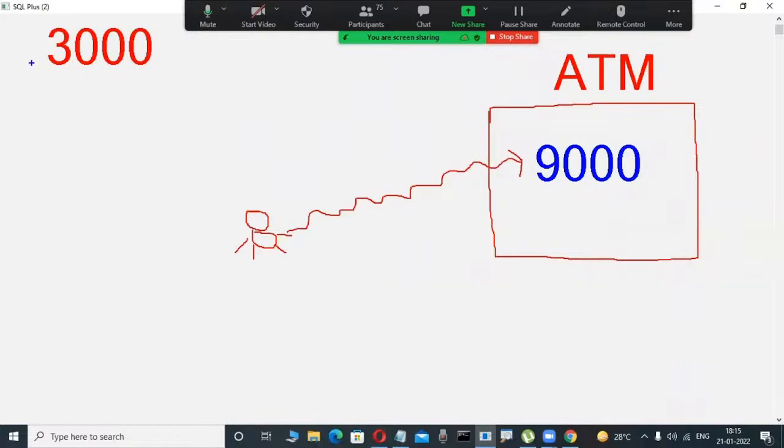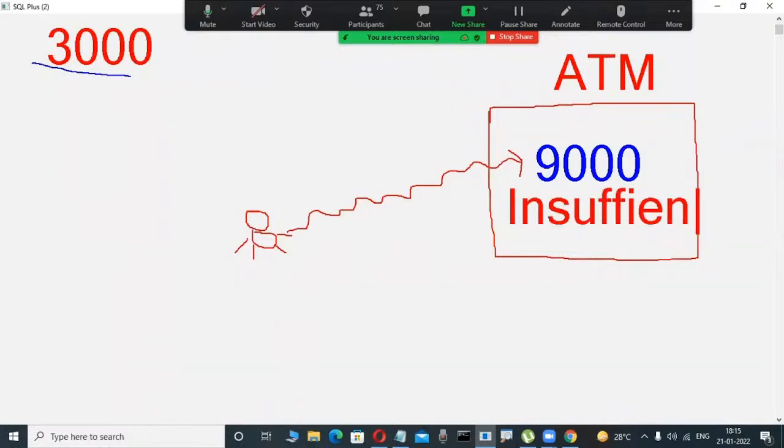Here my balance is 3,000, but how can I get 9,000 rupees? It's impossible. In this case, it will give a message. Have you observed your ATM machines? Maybe some message will be displayed, such as "insufficient funds."